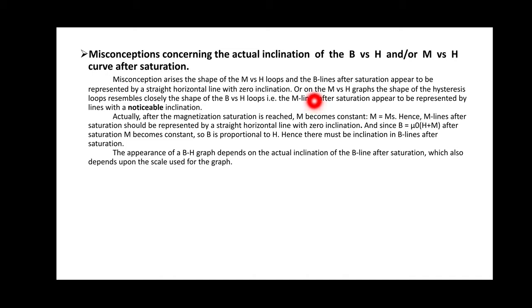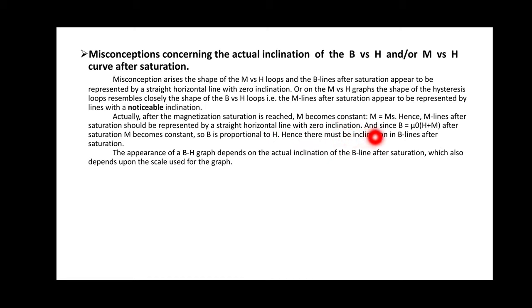The misconception arises because on the M versus H curve, the shape of the hysteresis loop resembles closely the shape of the B versus H loop. That is, there is inclination after saturation on the M versus H curve; the M line after saturation appears to be represented by lines with a noticeable inclination. Actually, after magnetization saturation is reached, M becomes constant. Hence, the M line after saturation should be represented by a horizontal line with zero inclination.